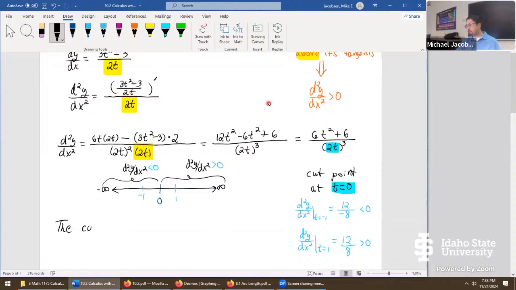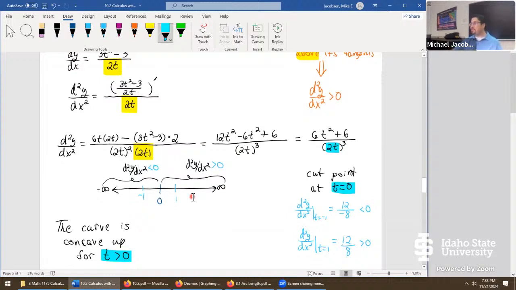The curve is concave up for t bigger than 0. Highlighting in blue just to convey it came from right here. Concave up goes in that direction now for the parameter.